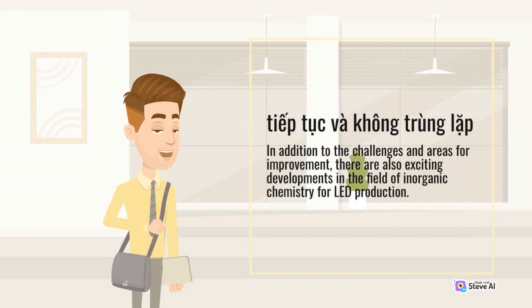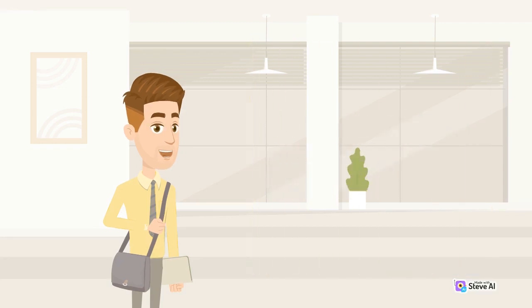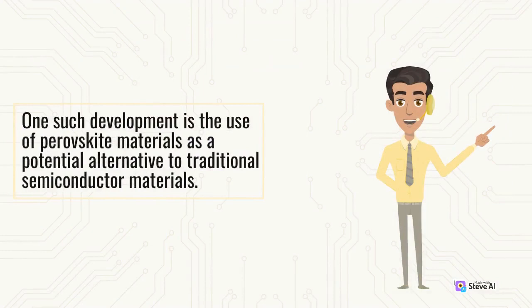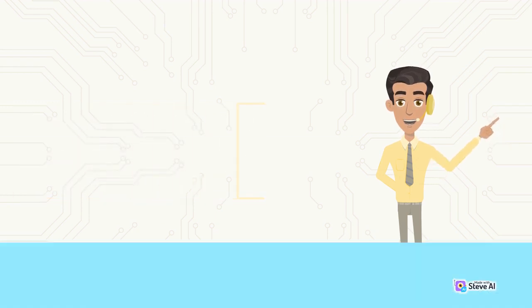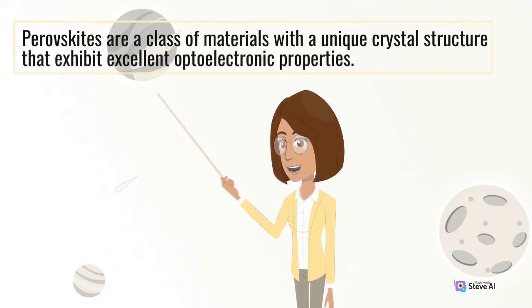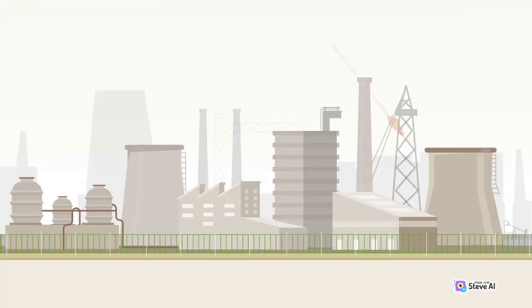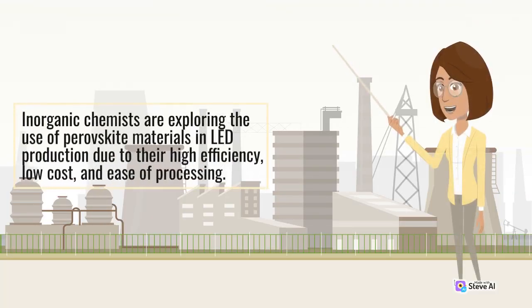In addition to the challenges and areas for improvement, there are also exciting developments in the field of inorganic chemistry for LED production. One such development is the use of perovskite materials as a potential alternative to traditional semiconductor materials. Perovskites are a class of materials with a unique crystal structure that exhibit excellent optoelectronic properties. Inorganic chemists are exploring the use of perovskite materials in LED production due to their high efficiency, low cost, and ease of processing.